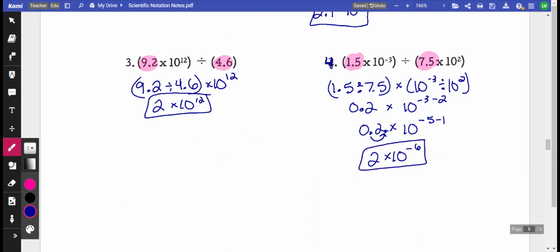You'll notice for certain problems, I was using multiplication dots in between, meaning you could have 2 times 10 to the negative 6th. That's completely up to you. They mean the same thing. Great work.